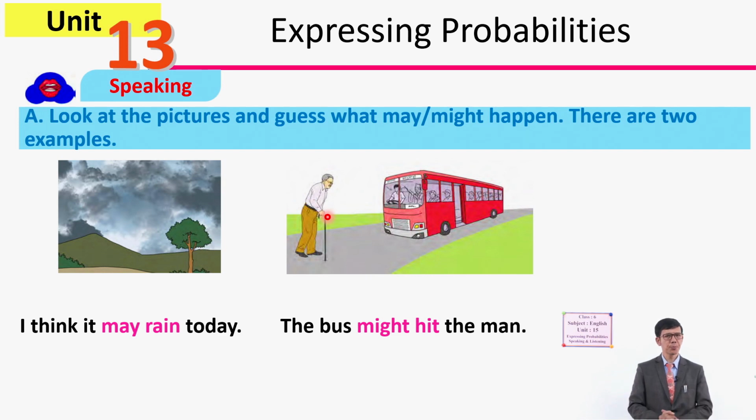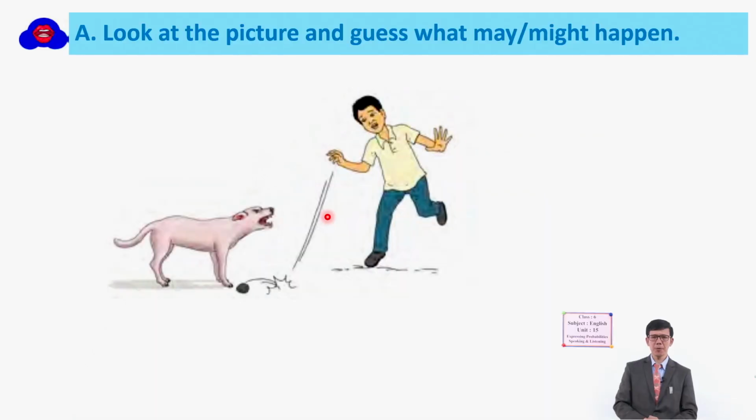Now, my dear students, what are you supposed to do? Right. I'll show you some pictures, and based on those pictures, you have to make probabilities, guesses using may or might. Let's look at the first picture. Okay? Right. Now please tell me, what may or might happen there? Right. You can see a dog and a boy. All right. So what might happen there?